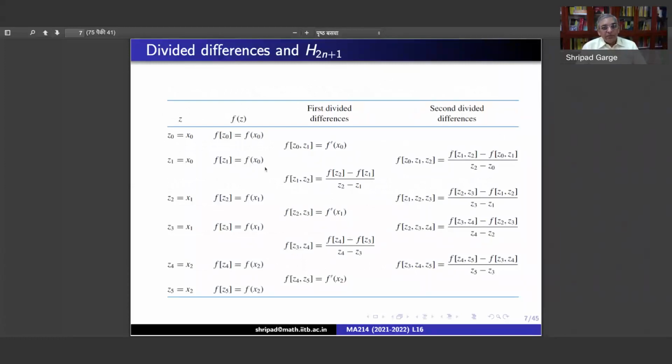We have the leftmost column, which is the column of the values of the nodes, which are no more distinct now. Then you have the function values, which are also no more distinct. And then we take the first divided differences. So we see here that f of z naught z1 is indeed f prime at x naught. Then f of z1 z2 can be computed. It is simply f of z2 minus f of z1 upon z2 minus z1. Then you have f of z2 z3, which is the derivative at x1, and so on. And finally, this is the way we are going to compute the divided differences.